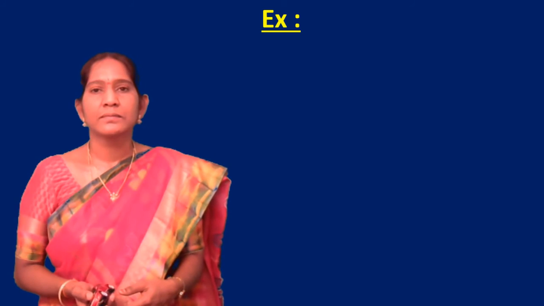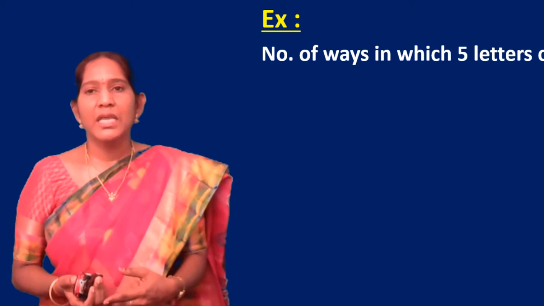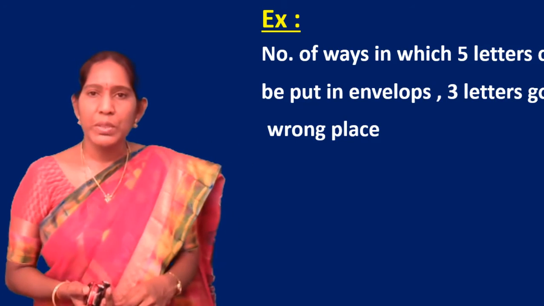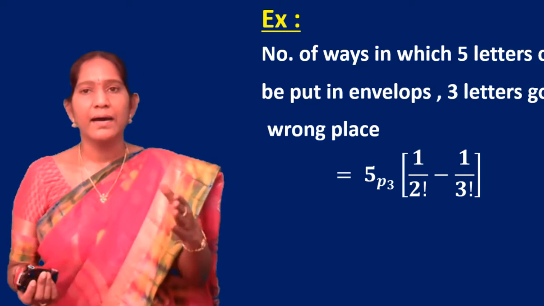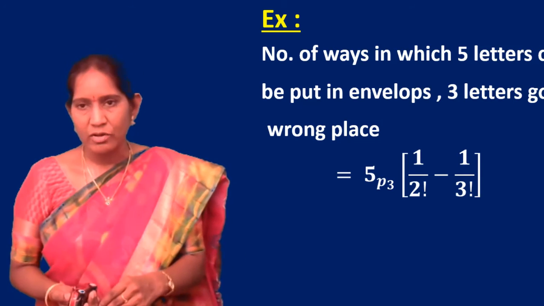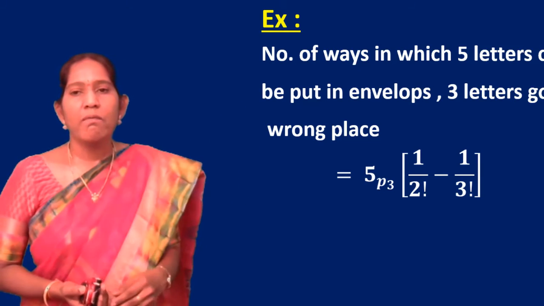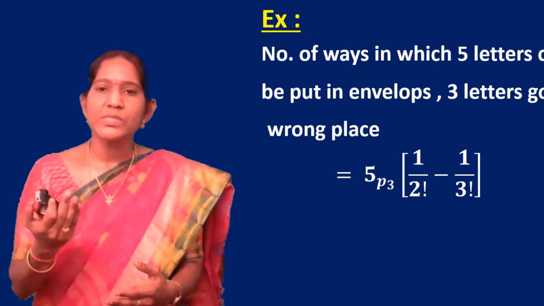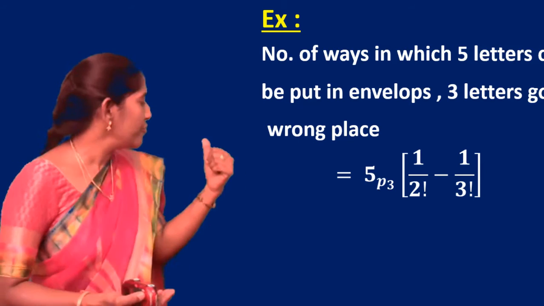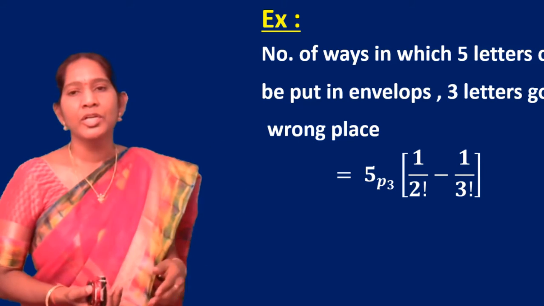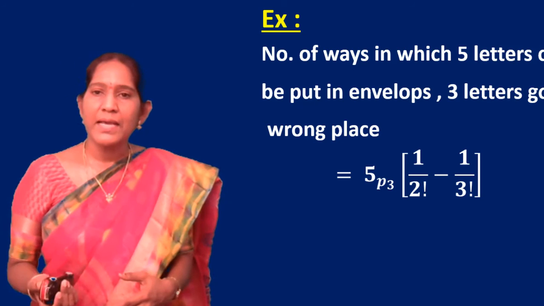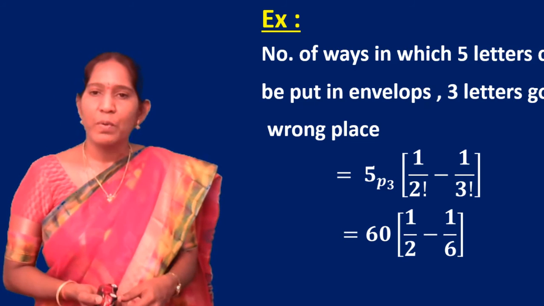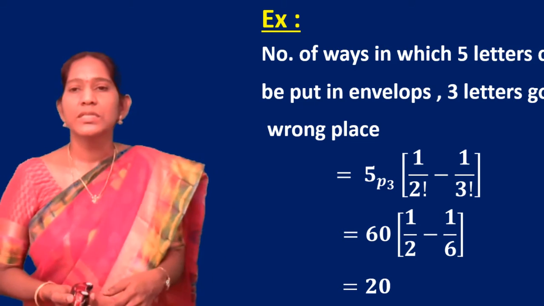See the problem on this. The number of ways in which 5 letters can be put in the envelopes such that 3 letters go to the wrong place. Here n is 5 and r is 3. Then we apply nPr into 1 by 2 factorial minus 1 by 3 factorial plus and so on, plus or minus 1 to the power r by r factorial. Then we get 5P3 into 1 by 2 factorial minus 1 by 3 factorial. So this is 60 into 1 by 2 minus 1 by 6. We calculate, that is 20.